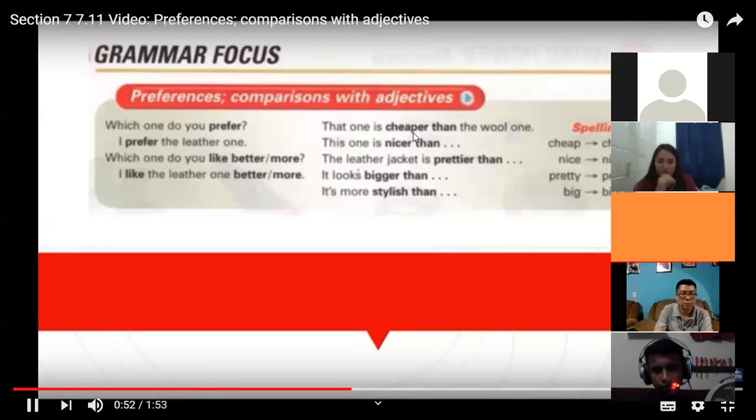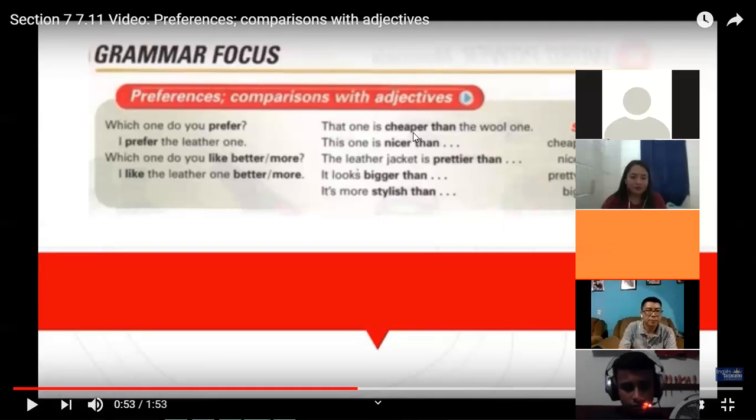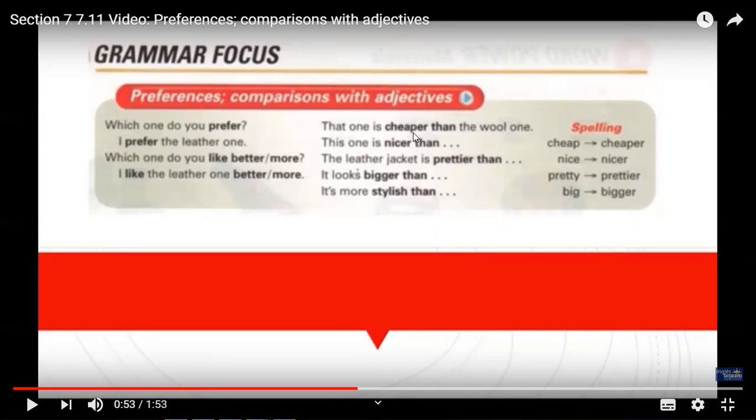Nice. Okay. We're going to repeat some examples, and this might be a little bit complex, so I will try to explain it later, all right? But let's read some sentences, okay? So number one says, that one is cheaper than the wool one.